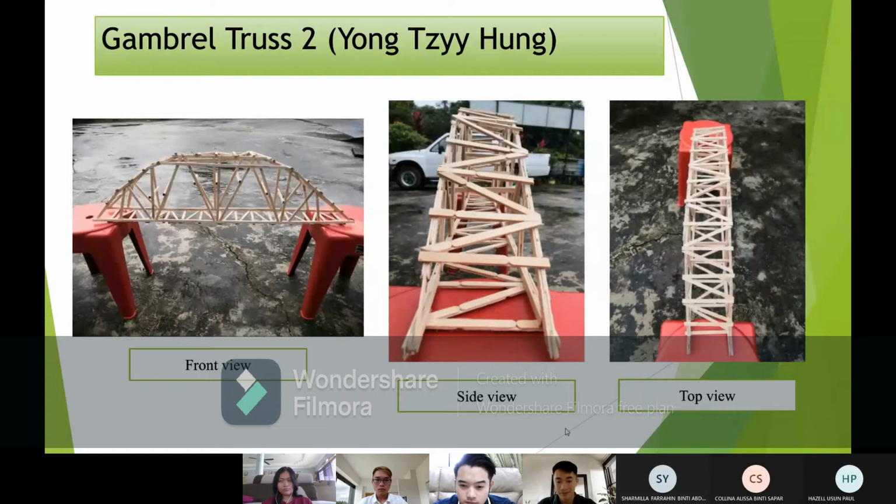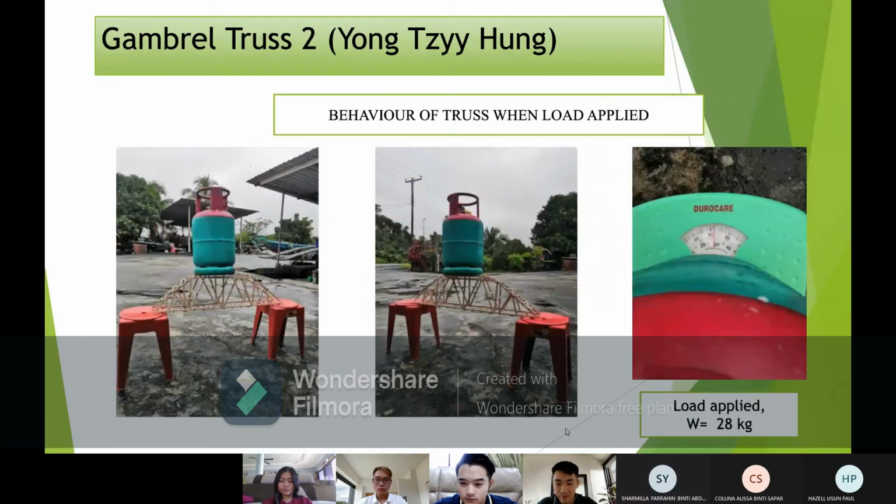Last but not least, the behavior when load is applied. I applied a 28 kg load, and the truss members still remained stable. At this moment, the truss member had a bit of bending, so I decided to stop the testing to avoid breaking. These three pictures are the result showing that the load is applied. Thank you, that's all for my presentation.